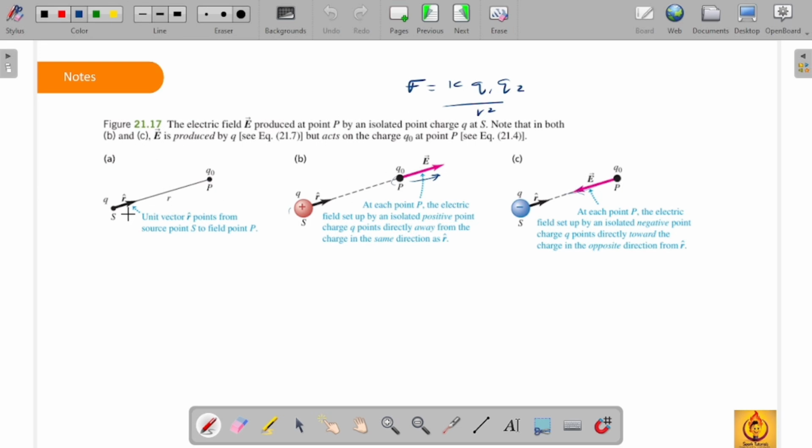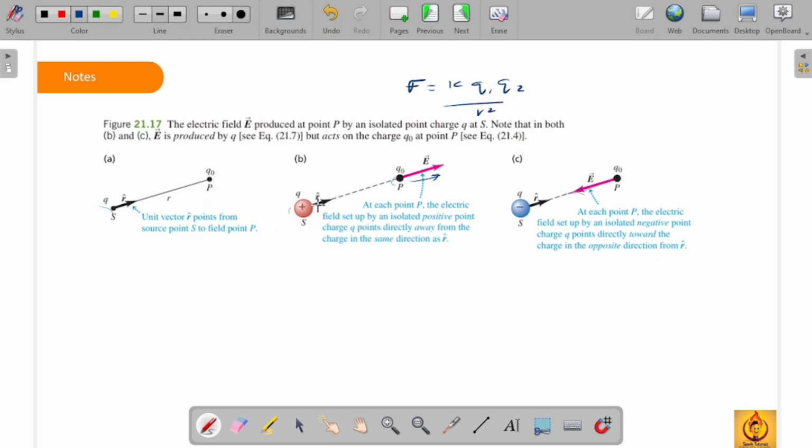Now, these diagrams are going to show us something. Whenever we have the source of our electric field and the test charge, there is a vector that connects these two, and that vector is the vector r, the distance between the electric field source and the test charge, or the point whereby we test the electric field.